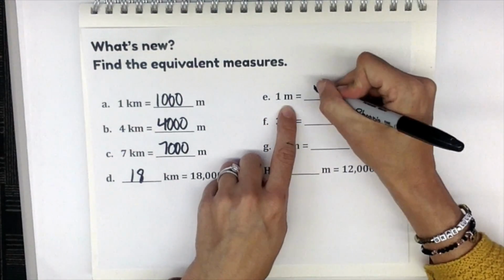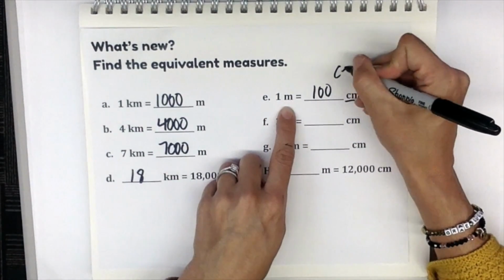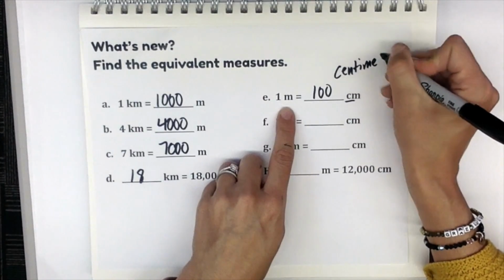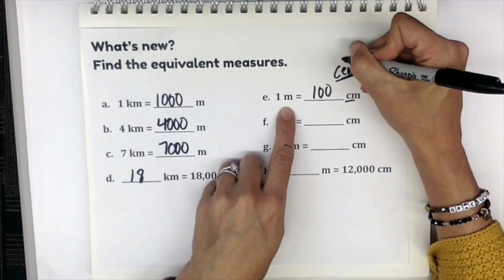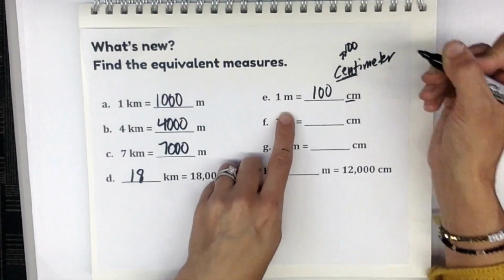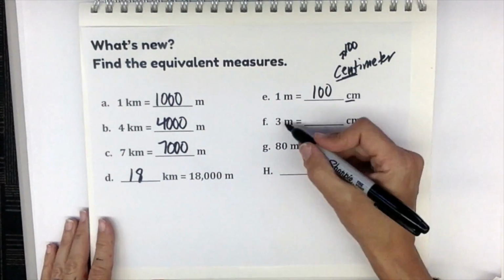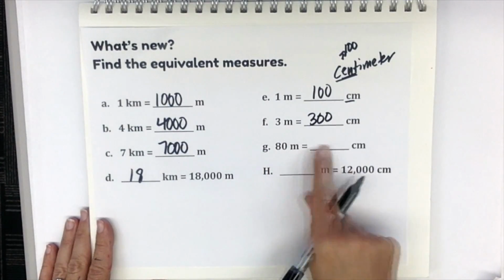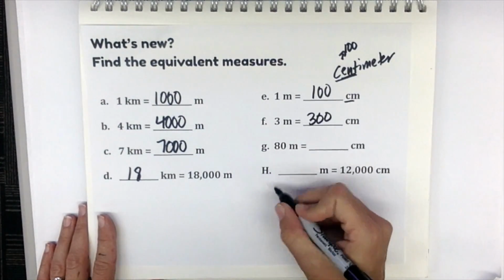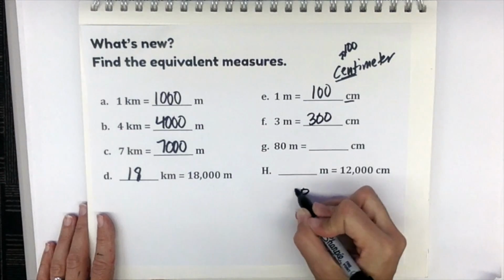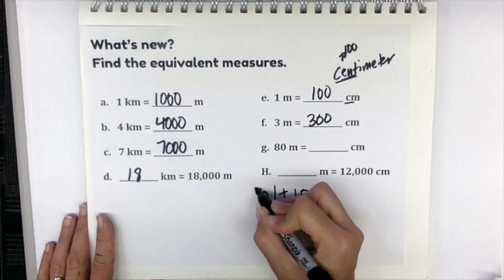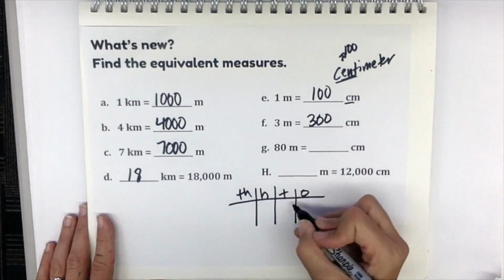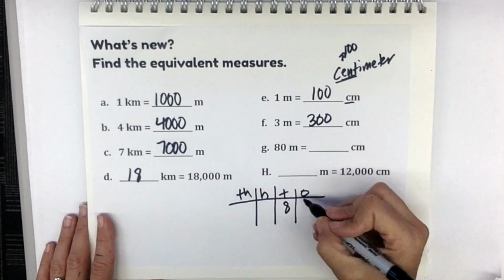1 meter equals 100 centimeters, this means 100, okay? So 3 meters, 3 times 100 would be 300. 80 meters equals how many? Let's make a place value chart. So if I have ones, tens, hundreds, thousands, and I have 80, that's 8 tens, 0 ones.